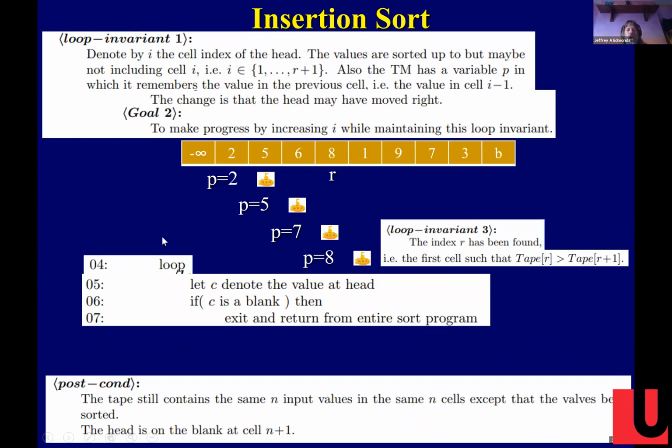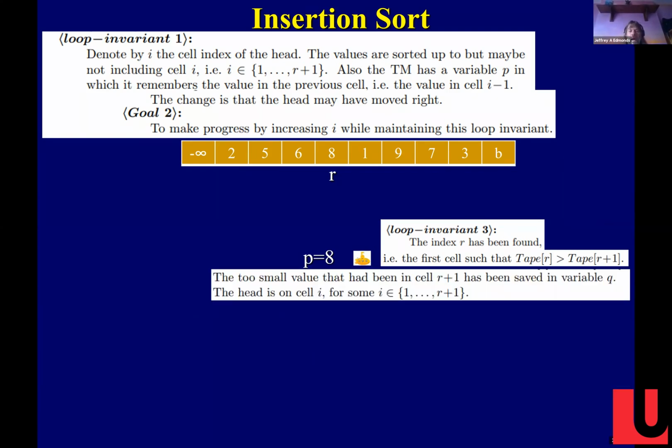All right. So where are we here? We were moving our head along, which changes R. And if the head moves all the way to the blank, then the whole thing is sorted. So when does it stop? It stops when the head gets to the blank. And when the head gets to the blank, we exit from the program and we get our post condition that things are sorted, right?